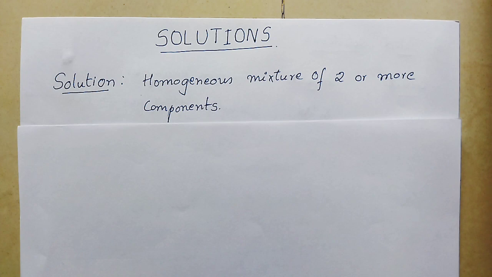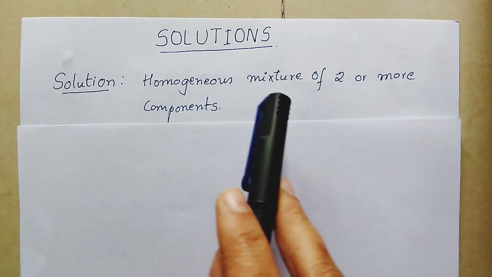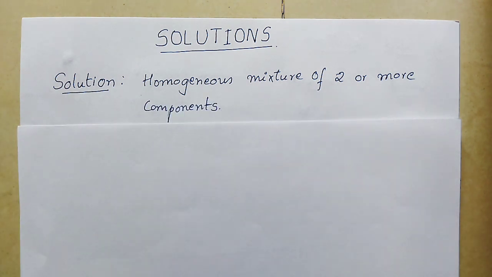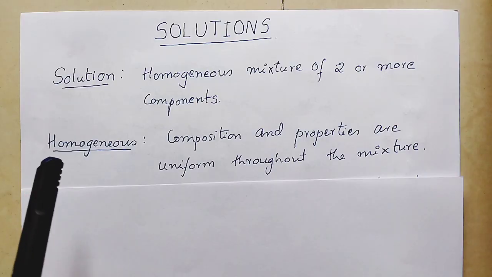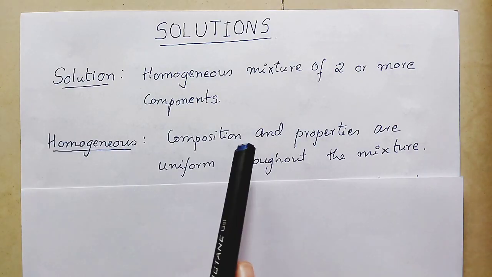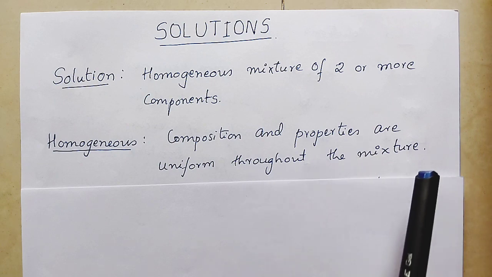When you dissolve a spoon of salt in a glass of water, you get salt solution. So a solution is a homogeneous mixture of two or more components. That means that the entire salt solution will have the same composition and the same properties. In other words, a homogeneous mixture has uniform composition and properties throughout the mixture.